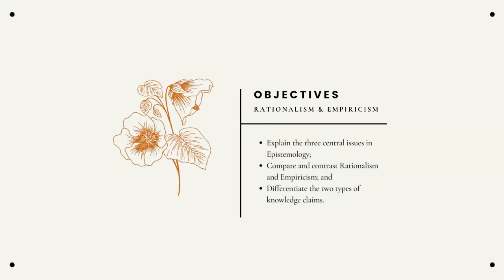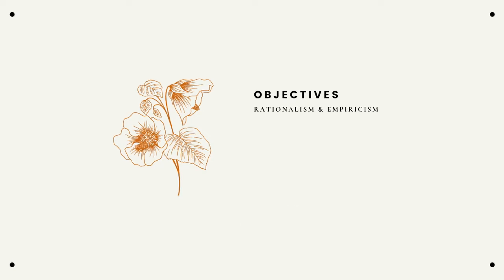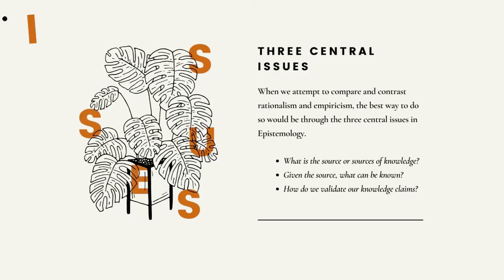Let us first begin with our objectives. Through this module, we will be able to explain the three central issues in epistemology, compare and contrast rationalism and empiricism, and lastly, differentiate the two types of knowledge claims. Let us begin with the three central issues.